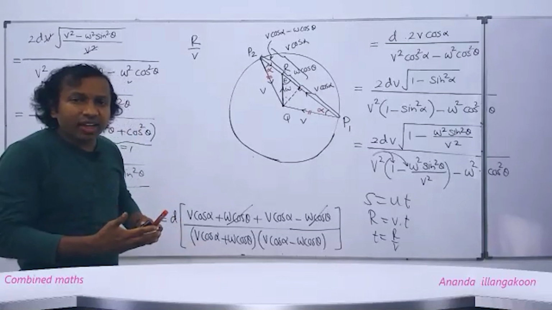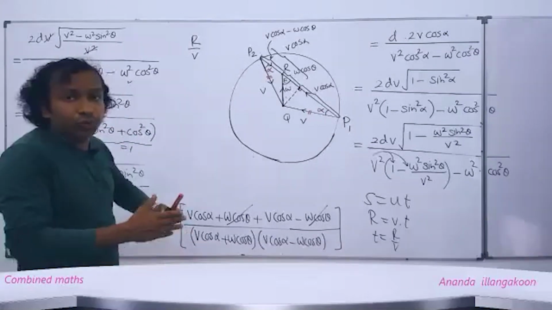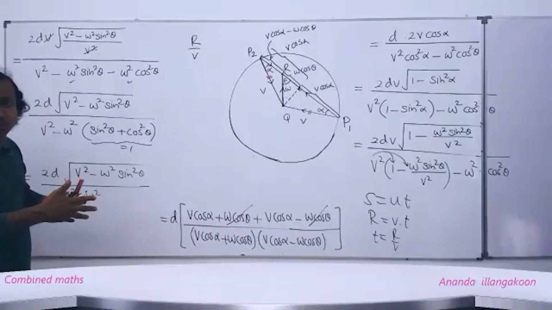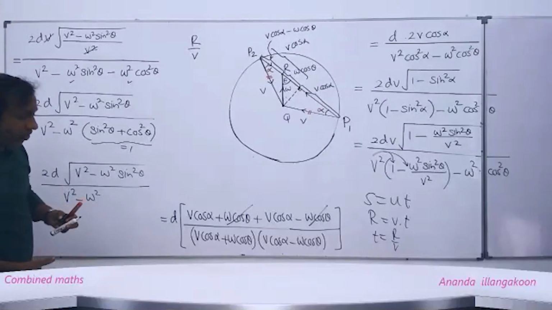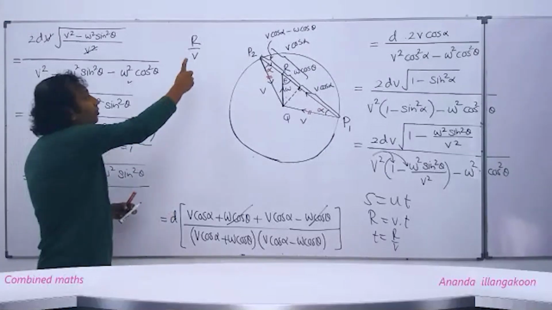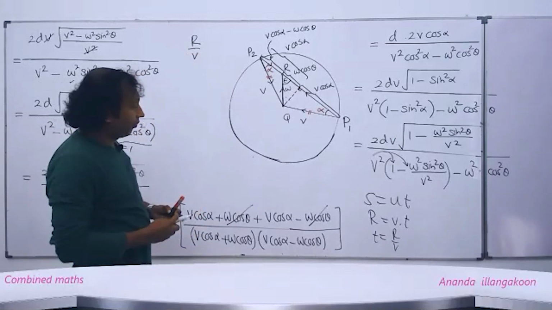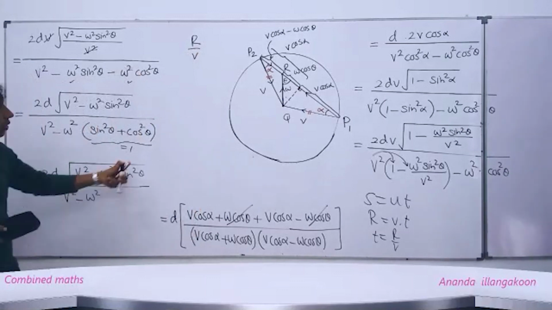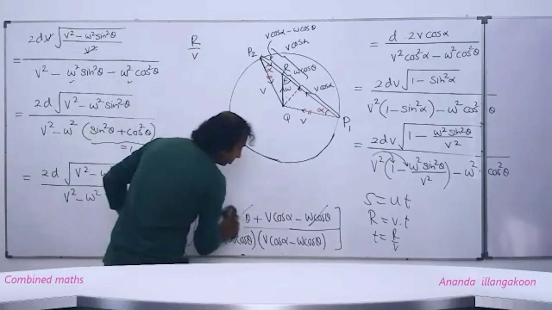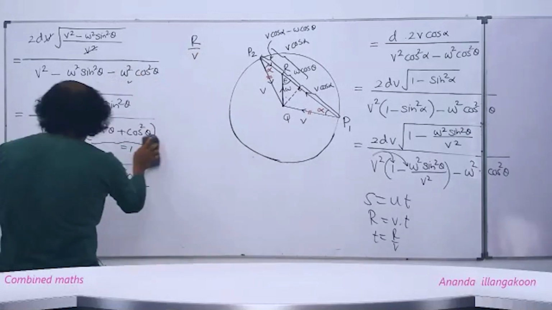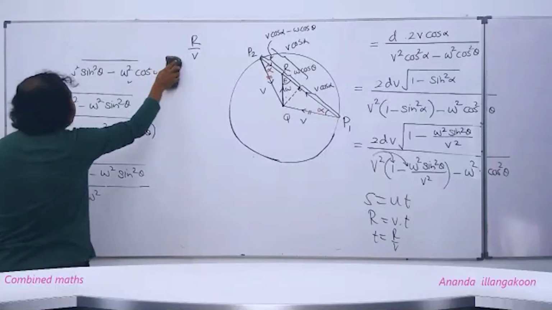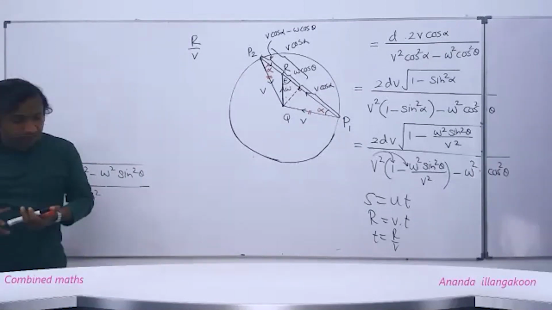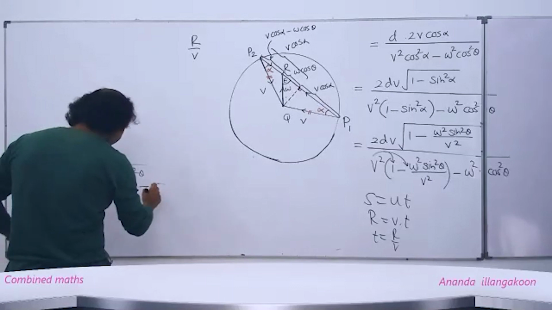Once it works the engine like that, people, it takes time R upon V to finish all the fuel. The same thing happened here, people. Once the fuel finishes, when it comes back to the city A, the time we calculated here should be equal to this time. Therefore, you can write, therefore, this equals R upon V. This one you can write equal to R upon V.